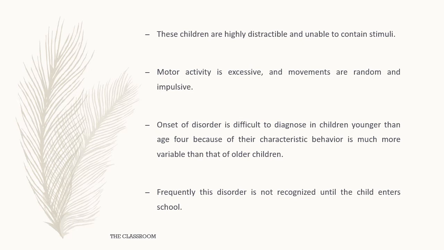So these children are highly distractible and are unable to contain stimuli. Motor activity is excessive and the movements are random and impulsive. Onset of the disorder is difficult to diagnose in children younger than 4, because their characteristic behavior is much more variable than that of older children. Frequently, this disorder is not recognized until the child enters school.